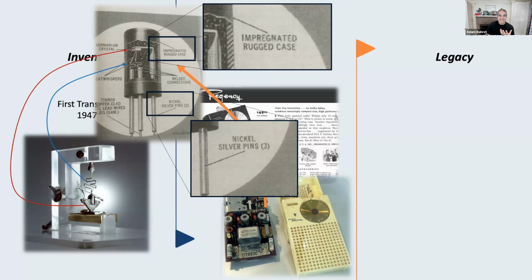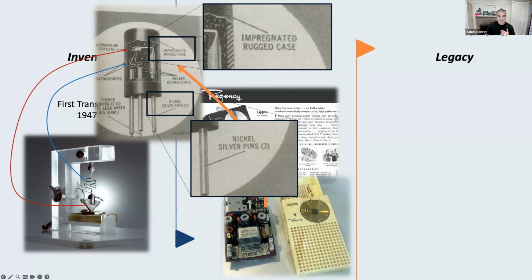But what I love about this drawing is, look at that. It's exactly the same design inside. You have the paper clip there, they're calling it cat whiskers now, and you have the germanium crystal, it's flipped upside down, but it's that same invention, but it's a more robust design.